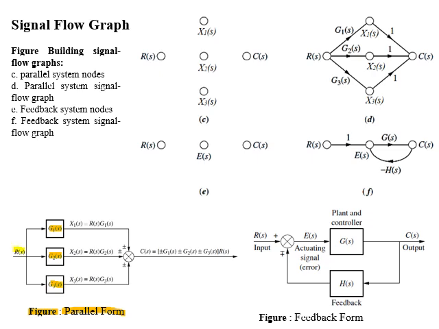Output of G1 of S is X1 of S. Output of G2 of S is X2 of S. And output of G3 of S is X3 of S. All these three signals are summed together to form C of S. So in block diagram form, we have a total of 4 signals. So for these 4 signals, we will plot 4 nodes corresponding to input node R of S, X1 of S, X2 of S, X3 of S, and an output node of C of S.